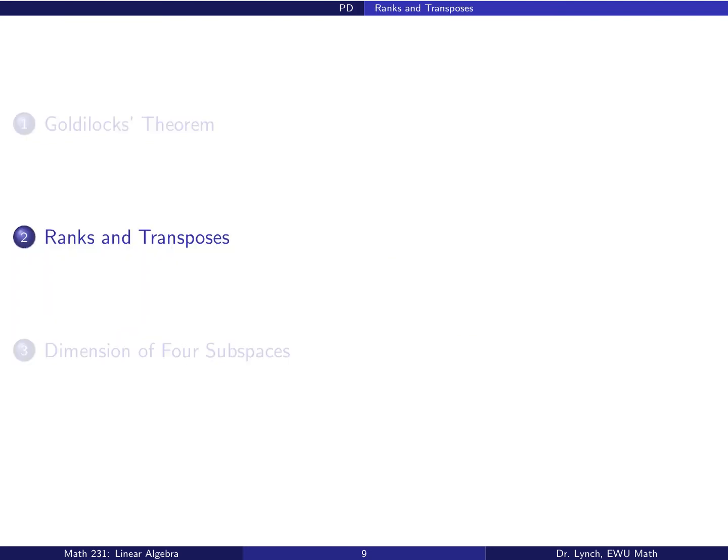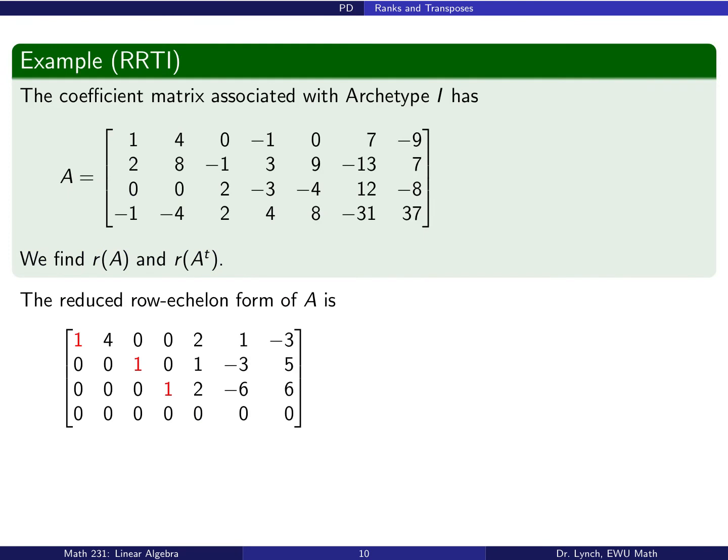Okay, so let's talk about ranks and transposes a little bit. For this matrix A, associated with archetype I, we know that the rank is the dimension of the column space of A. Okay, so since the reduced row echelon form of A has 3 non-zero rows, we know that the rank of A is equal to 3. So essentially here we've just applied theorem BCS to the matrix A.